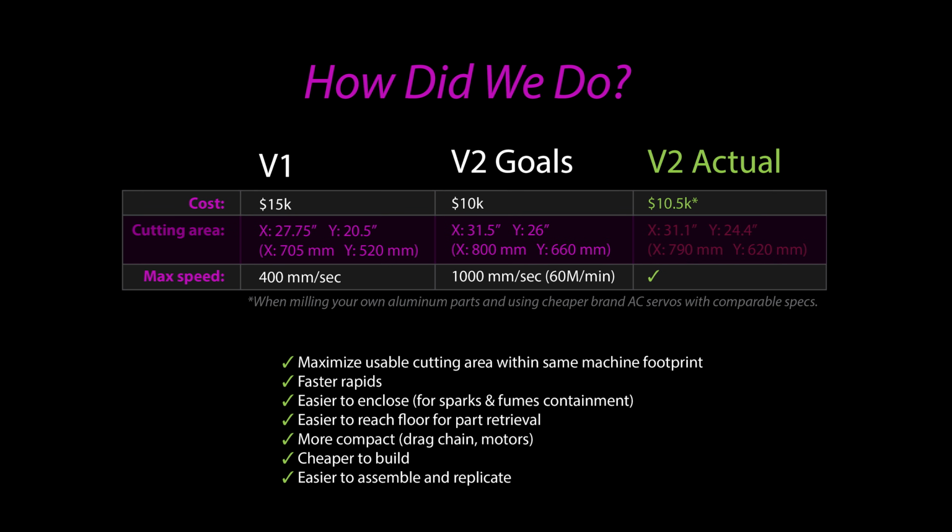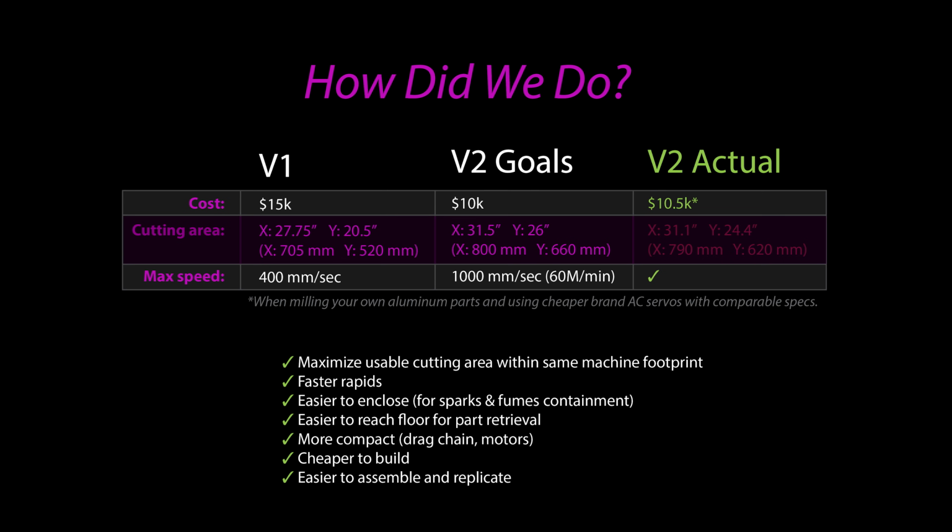For the cutting area, I aimed for 31.5 by 26 inches. I got close but fell a little short after adding in a small buffer zone around the perimeter and accounting for homing switches and their pull-off distance. I also failed to consider the extra width of the capacitive sensor on the laser head.